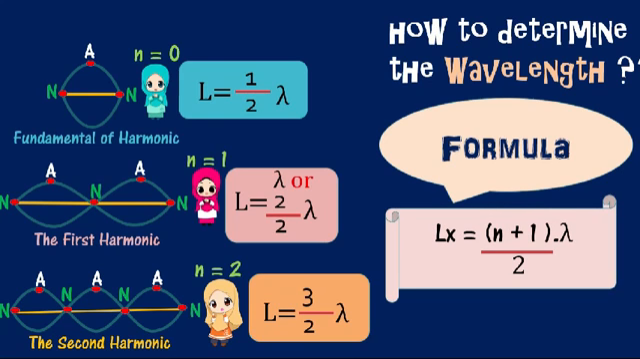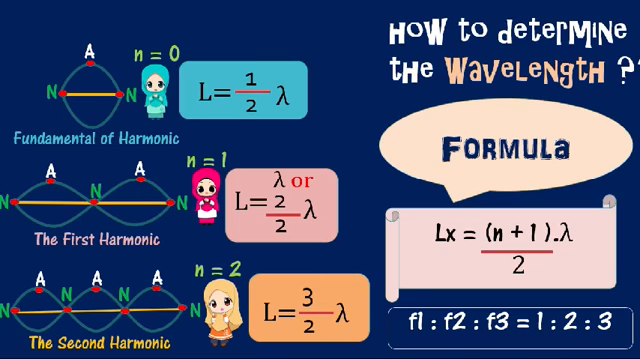If we look at L or wavelength, the pattern of the numbers is sequential, namely 1, 2, and 3. By comparing the frequency, the following pattern will appear.